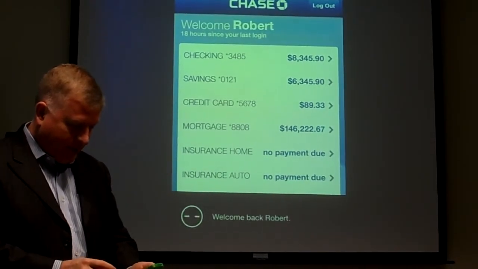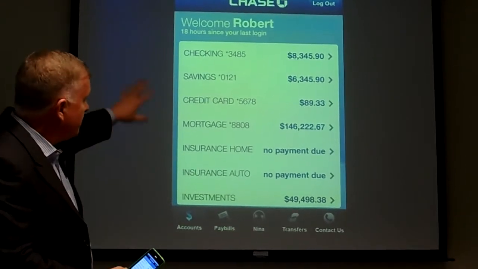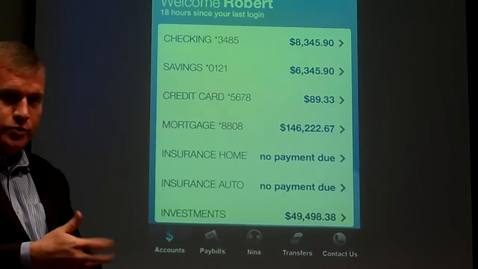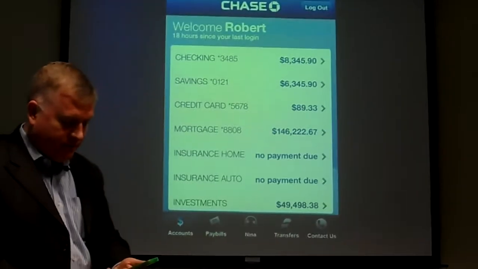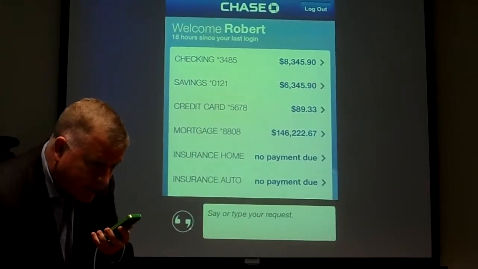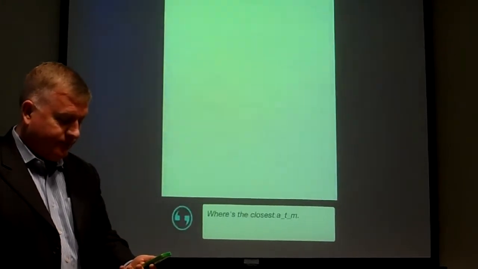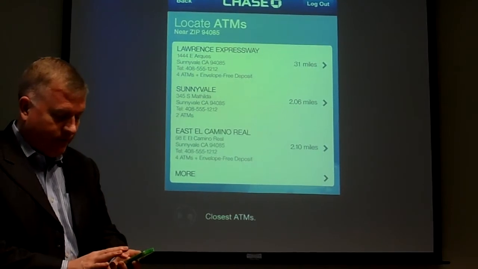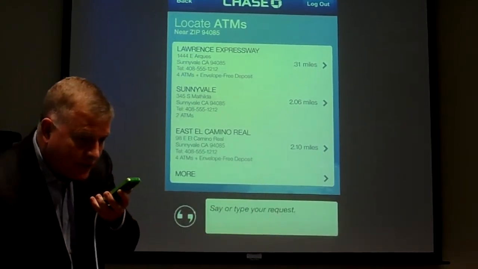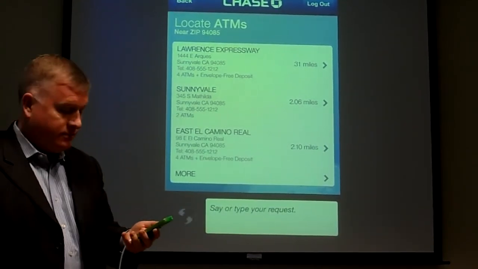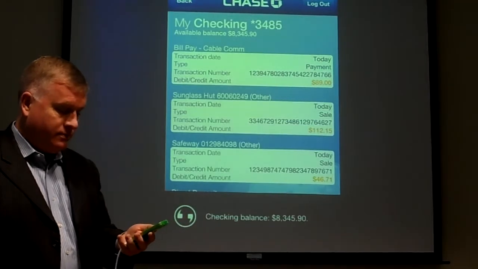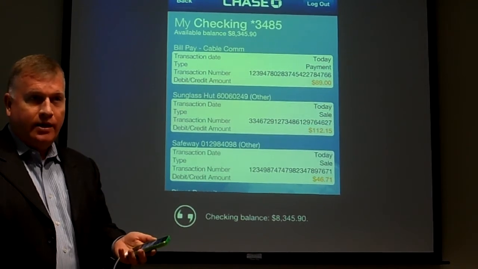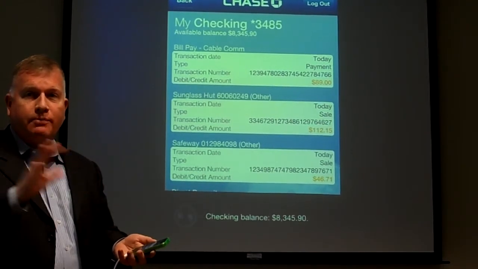So this is the prototypical app, and when I select Nina, I can say things. This one's wired up to San Francisco. Where's the closest ATM? Here are the closest ATMs. Okay. What is my checking account balance? Your checking balance is $8,345.90.